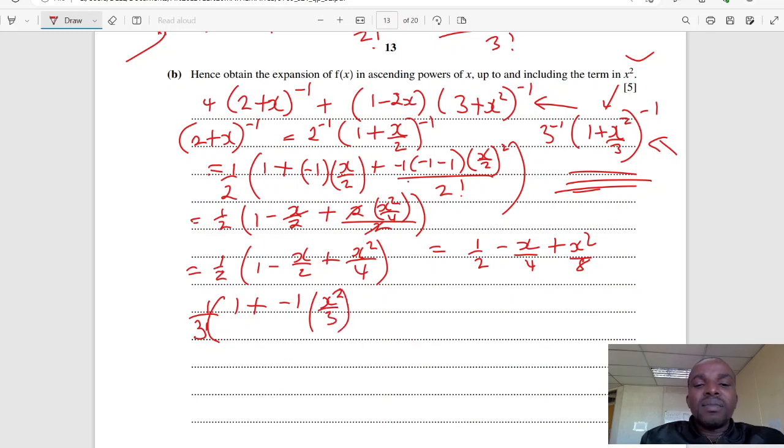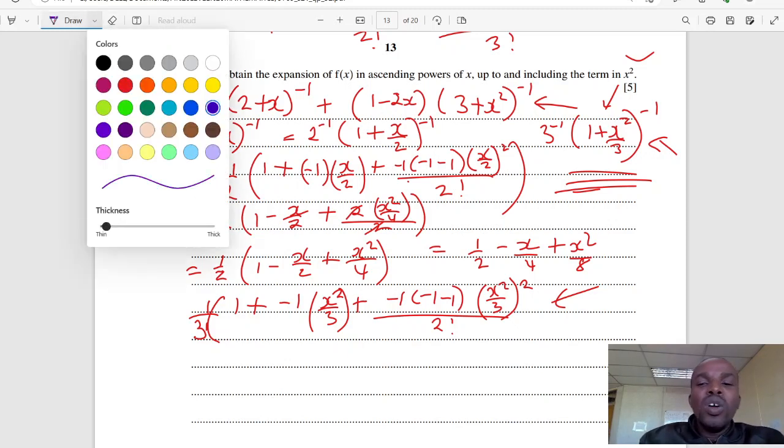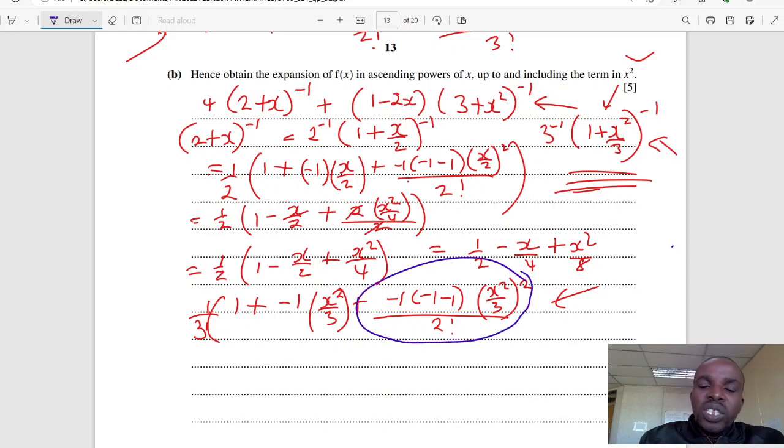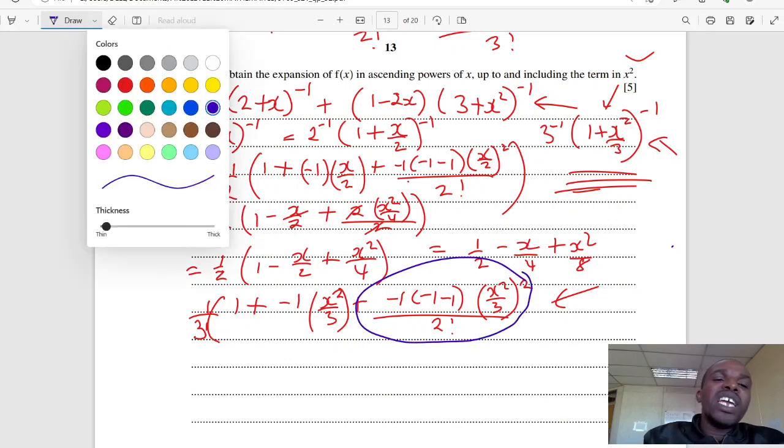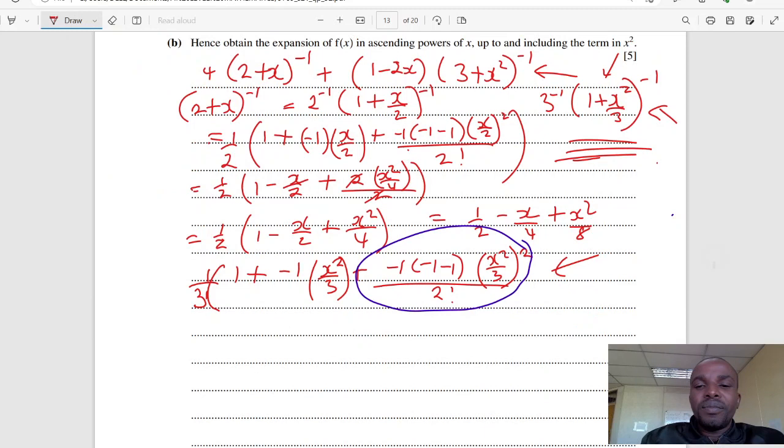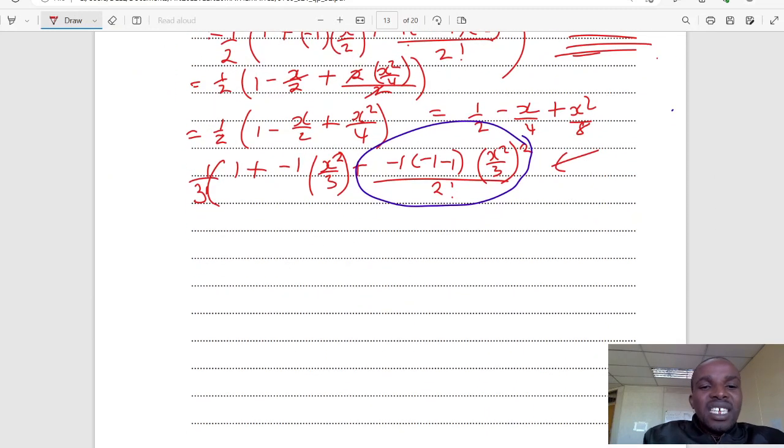That's my x. Then plus n minus 1, minus 1, minus 1, then x squared, that is (x squared over 3) squared over 2 factorial. But this part, there's no need. Why? Because x squared squared will give you x to the power 4. So we have to exclude this part. Don't ever simplify it. It will just be a waste of time and energy.